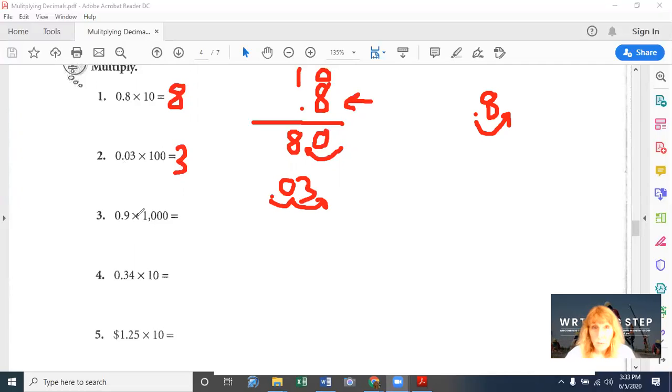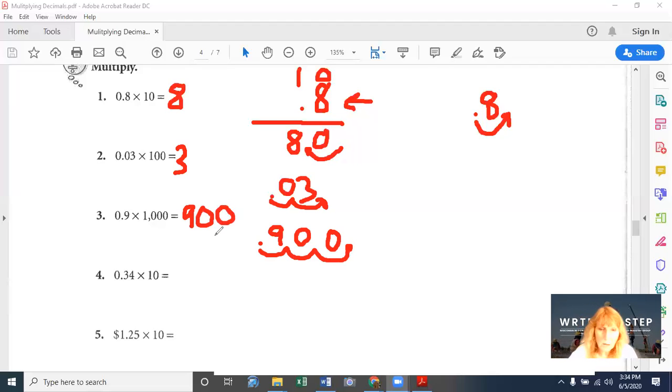Now when I multiply by 1000, how many places do you think I have to move the decimal? 3, right, because there are 3 zeros. So we have 0.9, and we're going to move 3 to the right. 1, 2, 3. Now don't get tricked on this one. We have to fill in our empty spots with zeros. So we now have an answer of 900. So that's a nice shortcut.